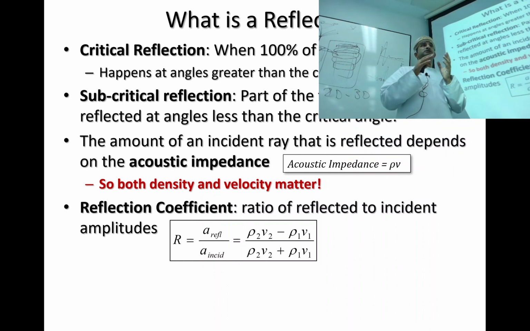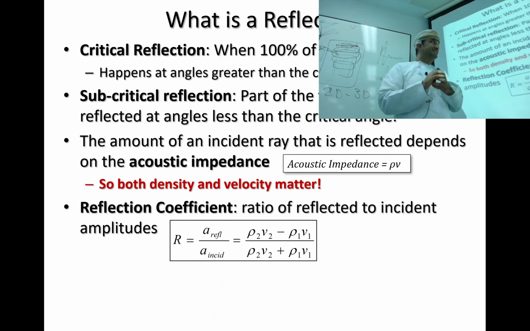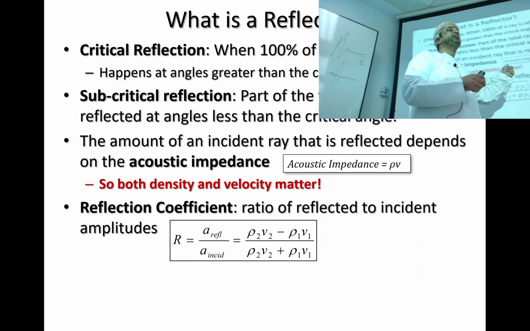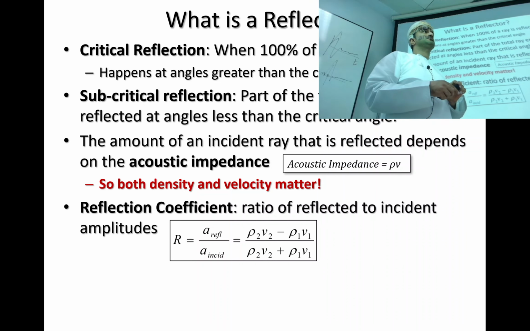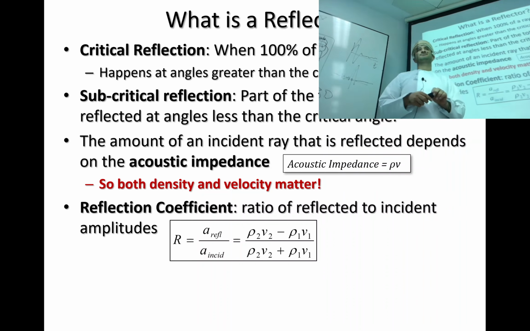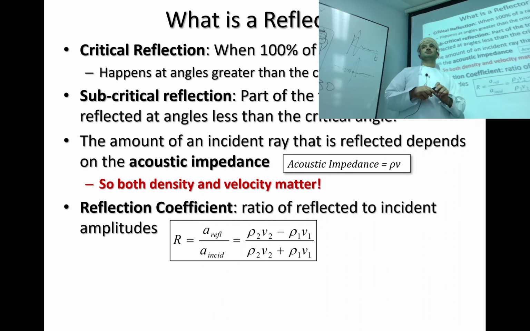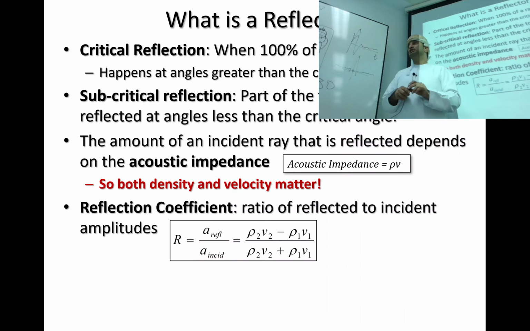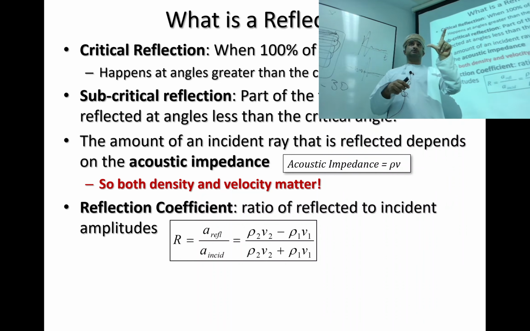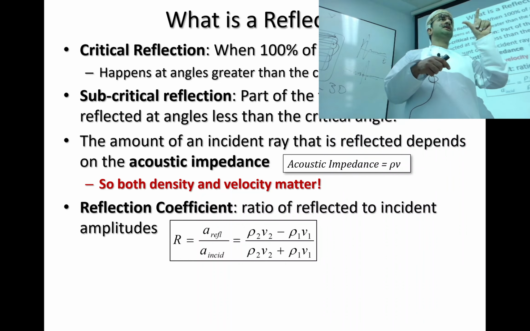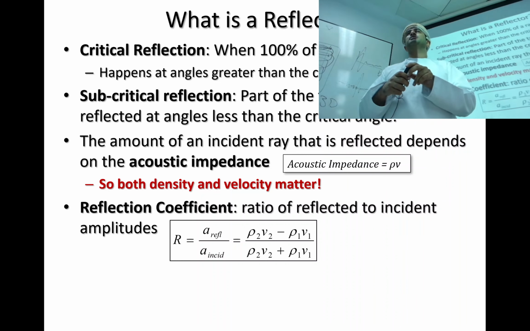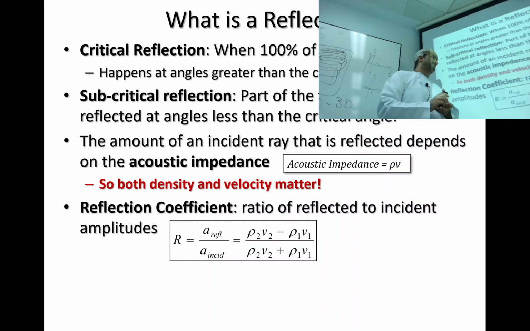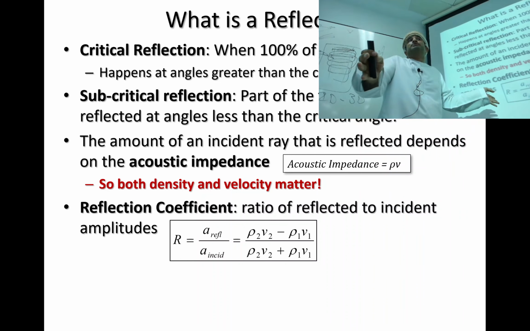If you have two different rocks, yet their acoustic impedance is the same, do I get reflection or not? I repeat myself. The question is, if I have two different rocks, still their acoustic impedance is the same, would I get reflection or not? No, I don't get reflection. There is zero reflectivity.